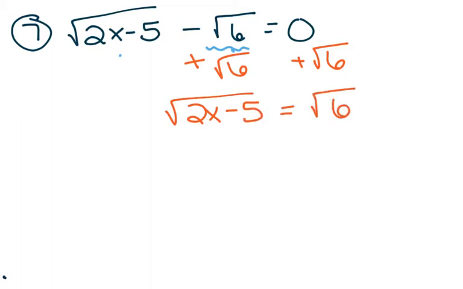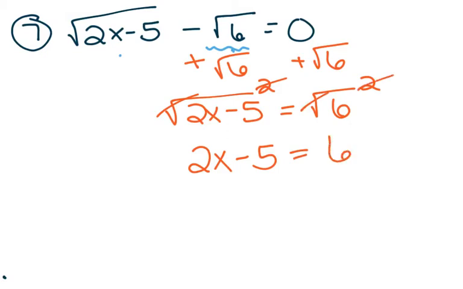Now I'm at the same step I was on the previous problem. I'm ready to get rid of my square roots. So I'm going to square. This gives me 2x minus 5, because again, those cancel. On the other side, square root squared, those cancel. We get 6. All right, we are ready to go ahead and start solving this algebraically.